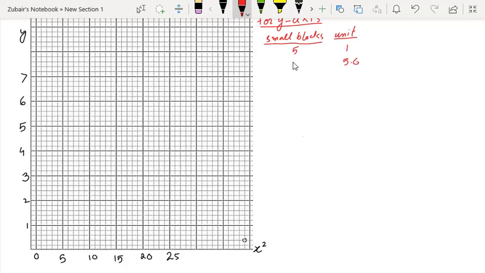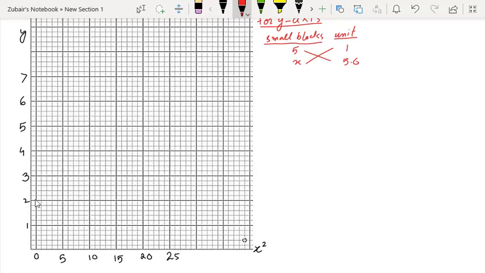So how many small blocks should be there? Here you need to calculate. Now I use the calculator. So this will become 5 multiplied by 5.6. 5 multiplied by 5.6 is giving 28. So 28 small blocks will be there, or should be there.